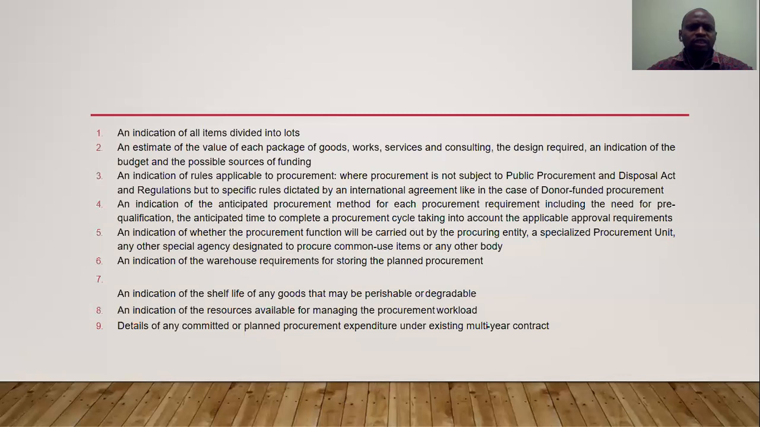An indication of the items divided into lots, and an estimate of the value, are also very critical, along with some of those other contents that are very critical in a procurement plan. It also gives an indication of the rules that are applicable in procurement, and whether the procurement function will be carried out by the procuring entity, a specialized procuring unit, or any other special agency. So basically it gives a highlight of what is expected at the end of the day.